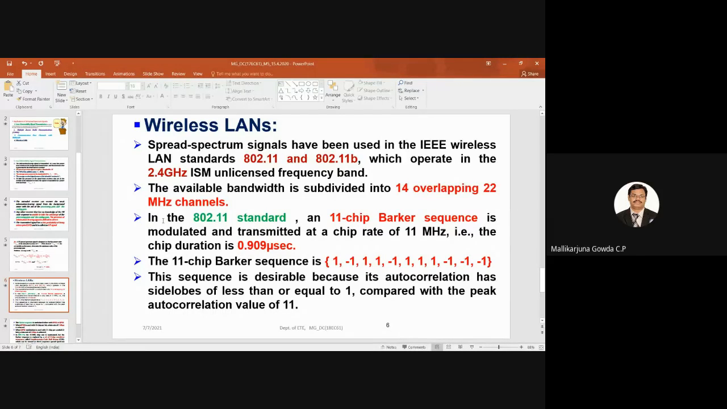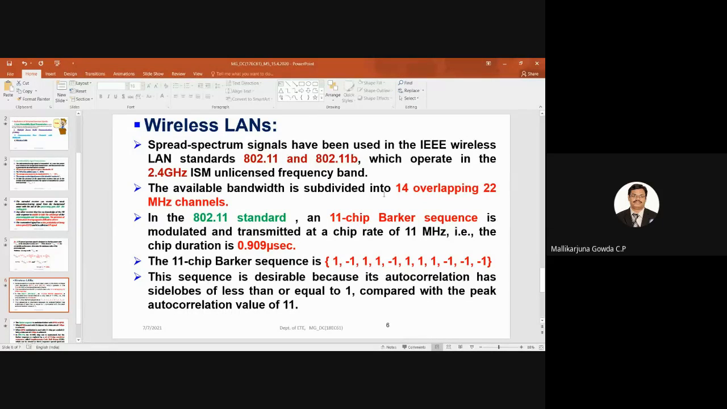In the IEEE 802.11 standard, an 11 chip Barker sequence is modulated. Okay. So this 11 chip sequence is nothing but a pseudo noise code only. The name is different, so they call it a Barker sequence. Okay, for some particular pattern suggested by some scientist, it is known as that. So they are using the 11 chip Barker sequence, which is modulated and transmitted at a chip rate of 11 megahertz. Okay. So here the chip duration, the value of Tc, will be equal to 0.909 microseconds.